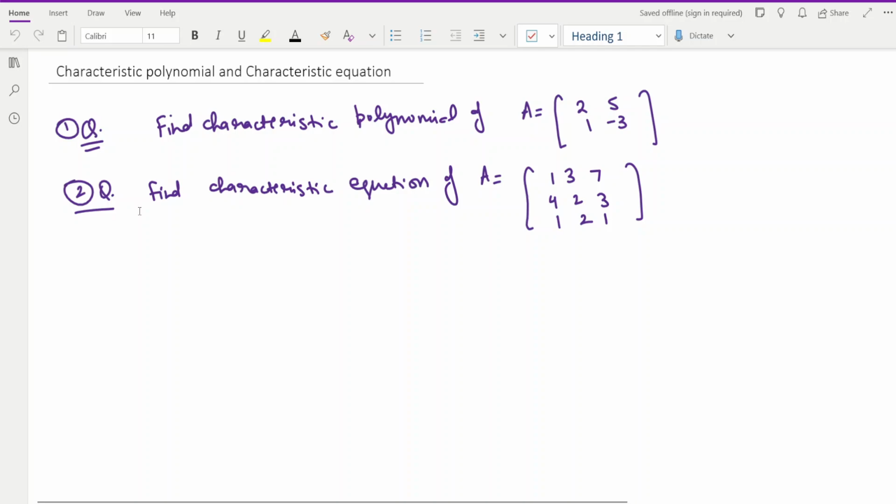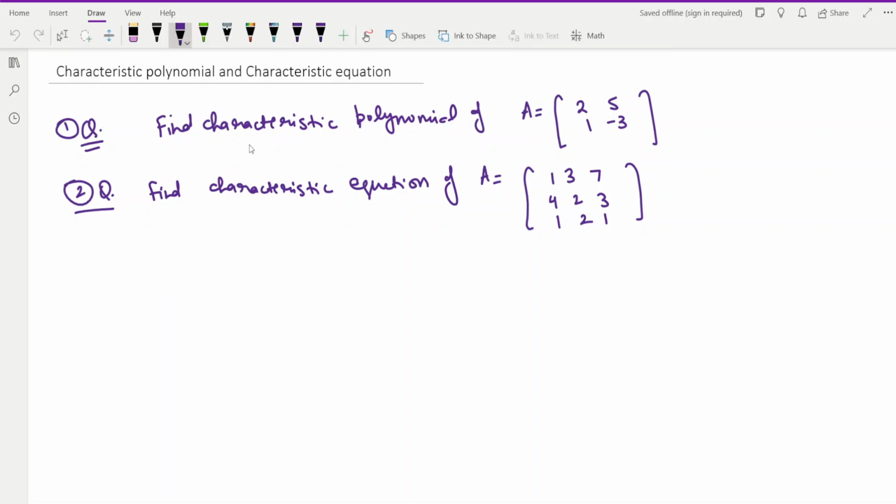In today's video, I will be discussing two questions regarding characteristic polynomial and characteristic equation. The first question is related to the concept of characteristic polynomial, and the second one is related to the characteristic equation. In the first question, we have to find the characteristic polynomial of a matrix A, a 2 by 2 matrix whose entries are 2, 5, 1, and minus 3.